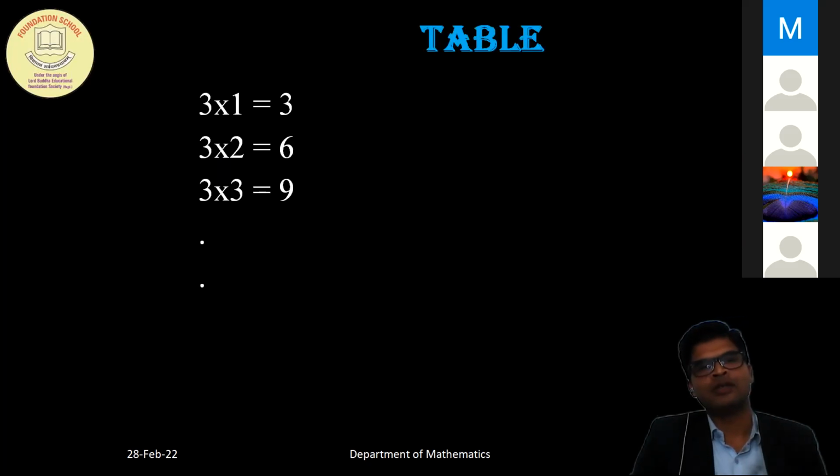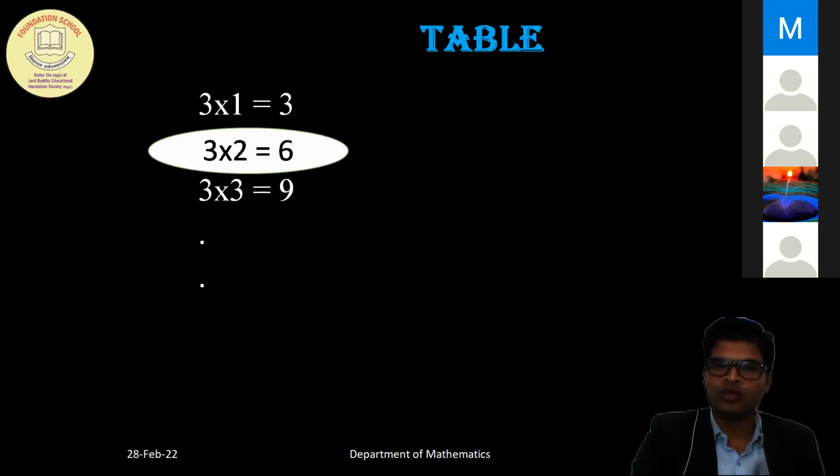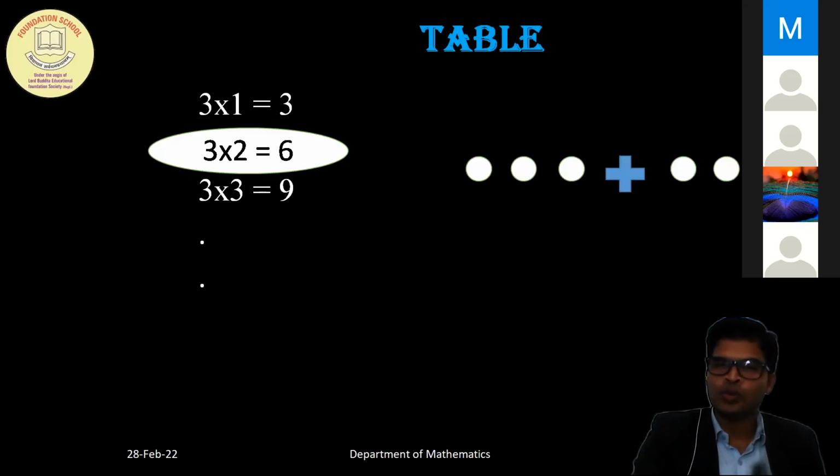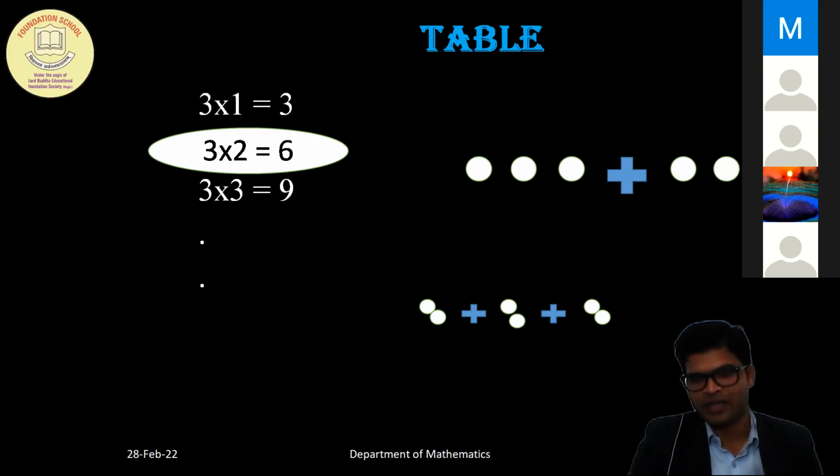Here is the table. Everyone knows that 3 ones are 3, 3 twos are 6, 3 threes are 9. So we say 3 twos are 6, but actually we understand that 2 threes are 6. We write 3 twos are 6, and we say that 3 twos are 6, but 2 threes are 6. Once again, I will repeat. We say 3 twos are 6, and we write 2 threes are 6, but actually understand that three twos are six.